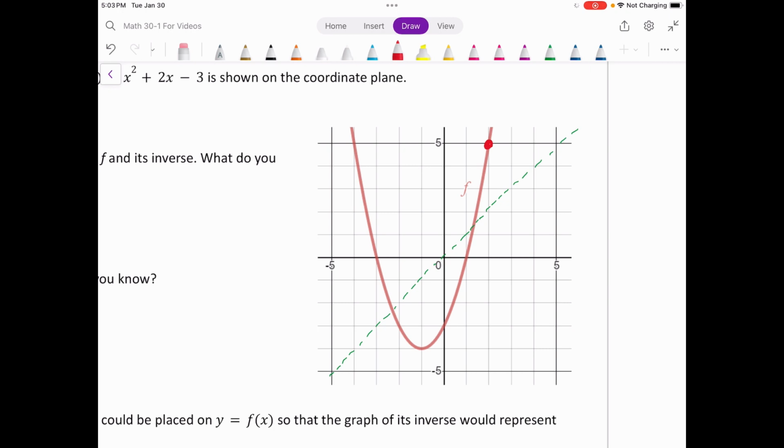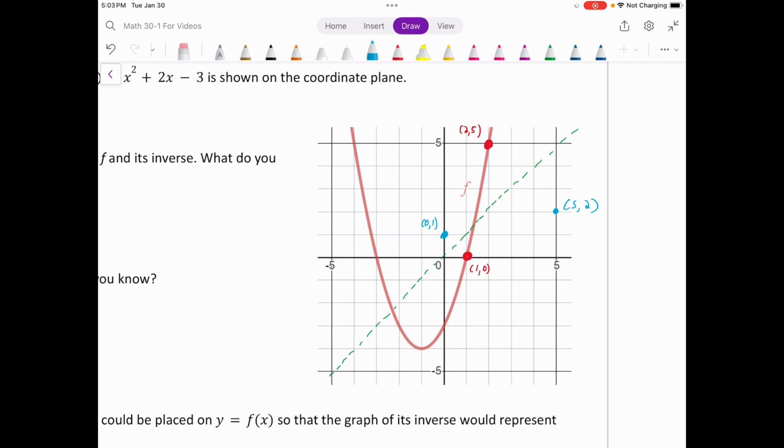So we'll just take some points. Here's the point (2, 5). That tells me that on my inverse relation, since it's not going to be a function, I should have the point (5, 2). Just looking for good points, trying not to estimate too much if I don't have to. There's the point at (1, 0). So I should expect on the inverse relation to have the point (0, 1).